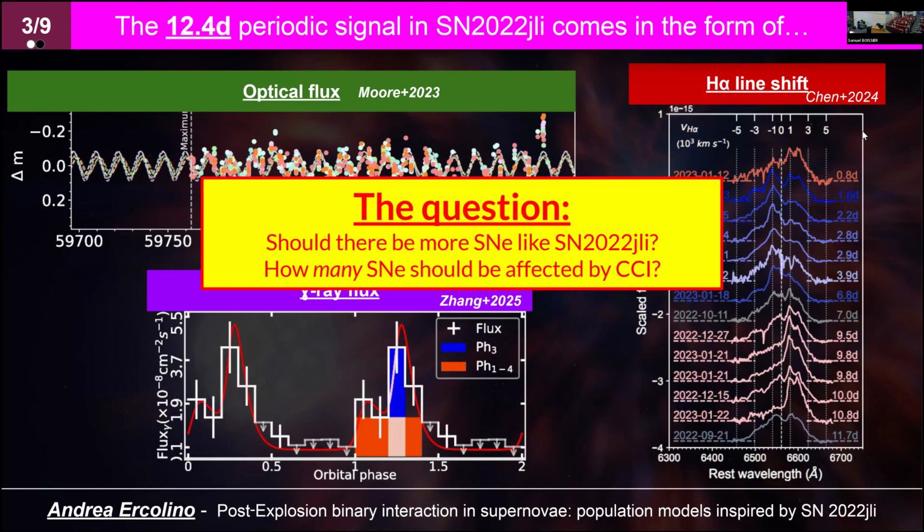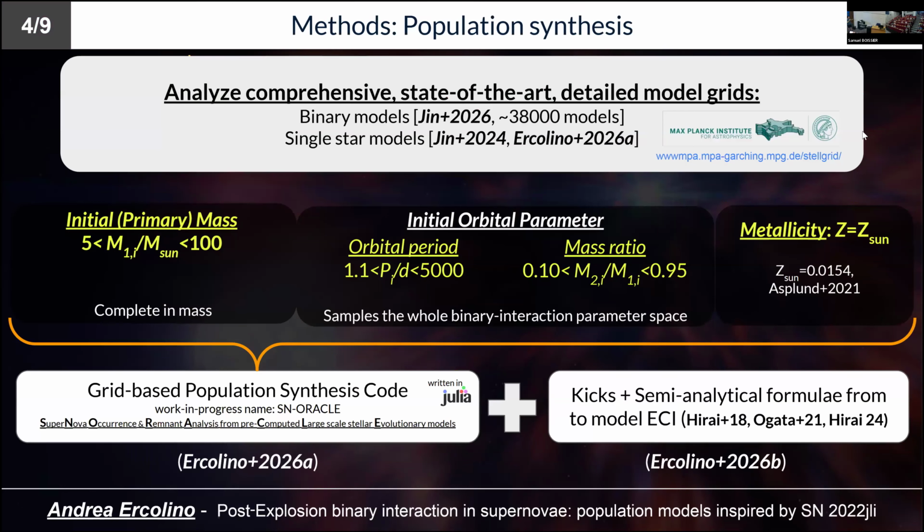And so the question that I want to answer is: is 2022 JLI a unique supernova, or is there perhaps a family of transients that we have not yet discovered? And if so, how many of them should we expect?